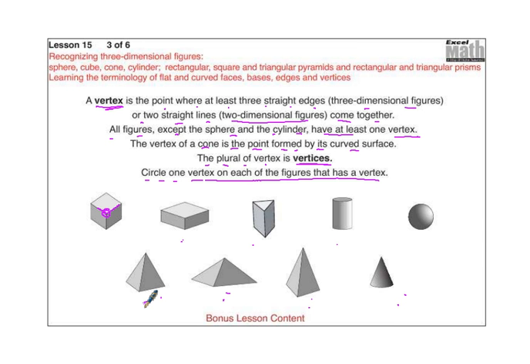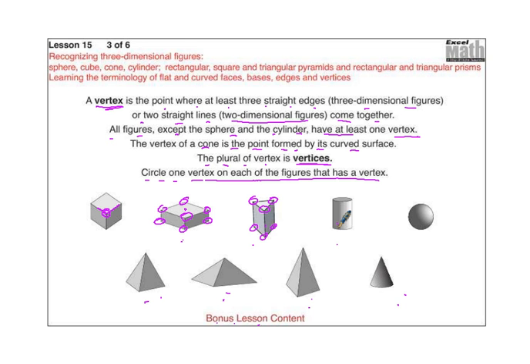Okay, and this says bonus lesson content. You might not have this on your paper, so you might have to just use your imagination for where you would circle those. So this one, here's a vertex, vertex, vertex, vertex, vertex. All those are vertices, and then there would be one vertex right back here in the back that we can't see. Here's some vertices on this, here, here, here, and one that we can't see back here.